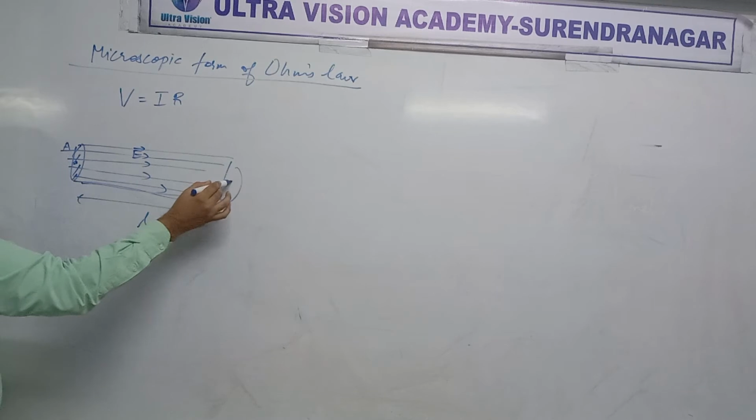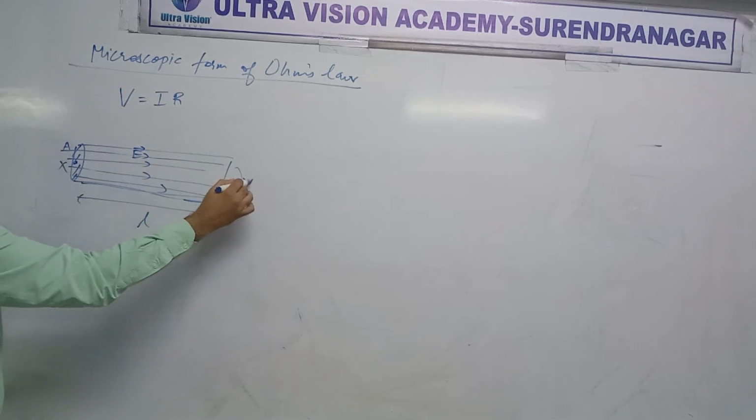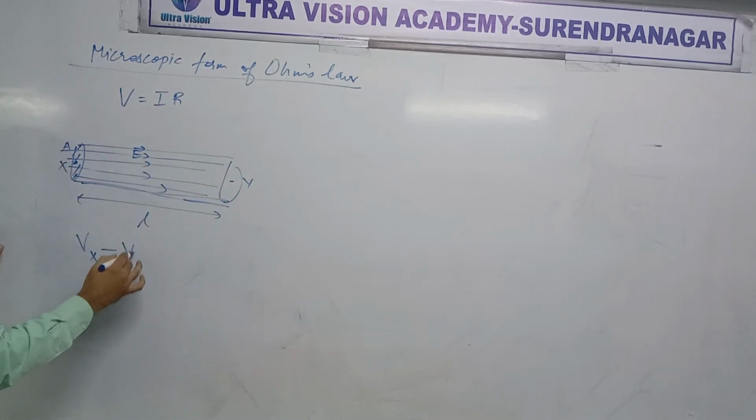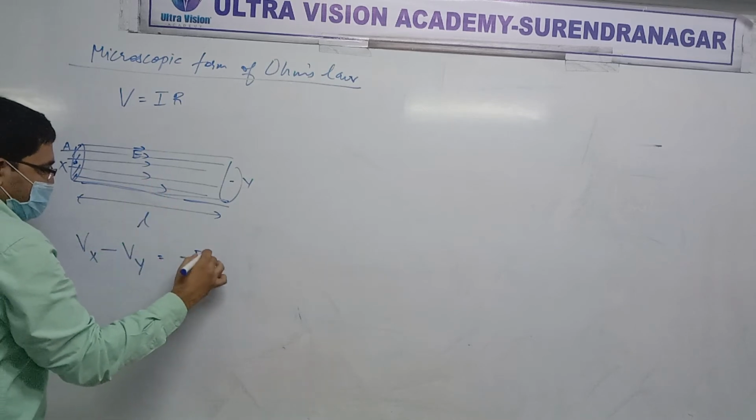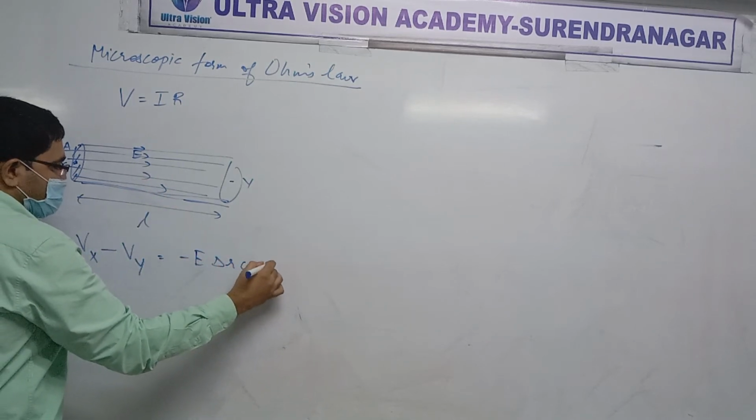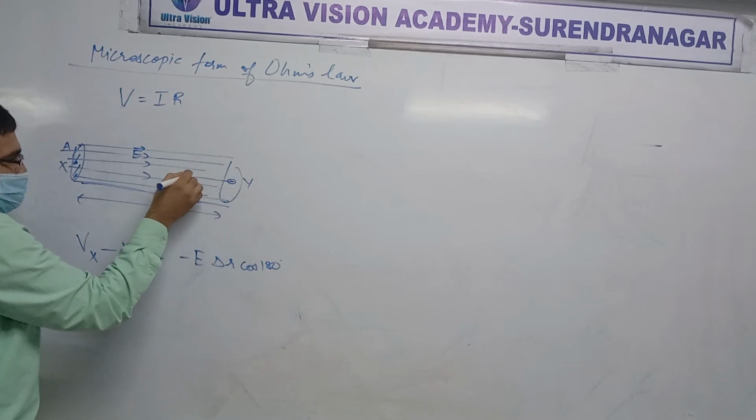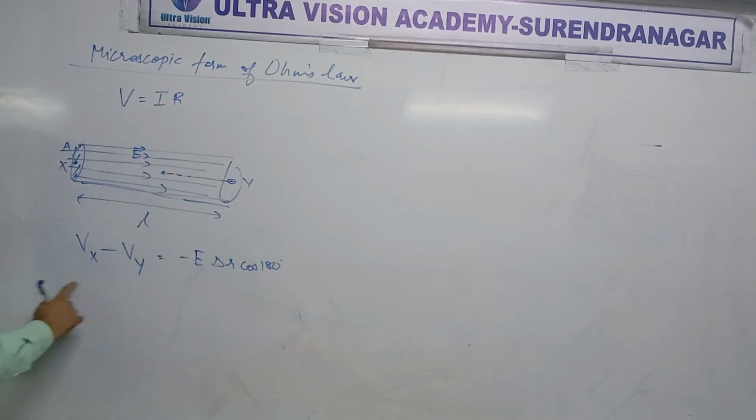If two points are taken, let's say X and Y, then the potential difference is Vx minus Vy. Can you tell me which point will be at what potential if it's drawn like this? Electric field goes from high potential to low potential, and this is uniform. When I write Vx minus Vy, Y is initial and X is final, so we are going from Y to X. Is this step clear?